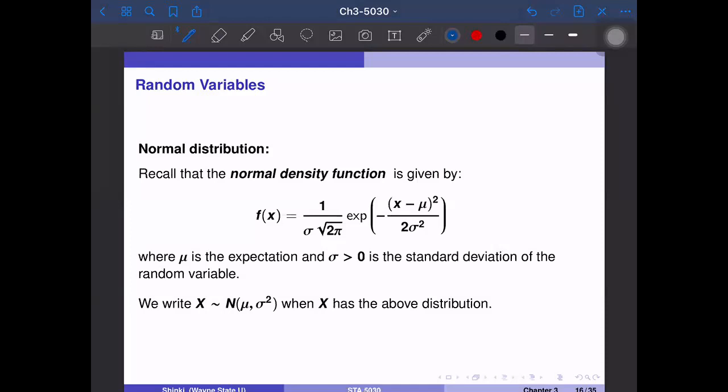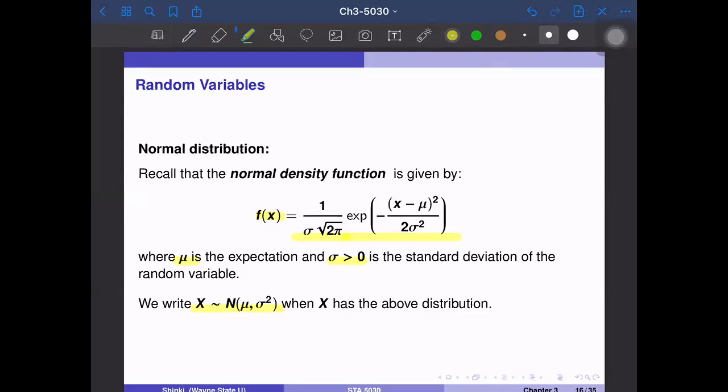Okay, so recall that the normal density function is given by this f of x. That is 1 over sigma times square root of 2 pi times exponential of negative (x minus mu) squared over 2 times sigma squared. So this is the normal with mean mu and standard deviation sigma. So we denote X follows normal(mu, sigma squared).